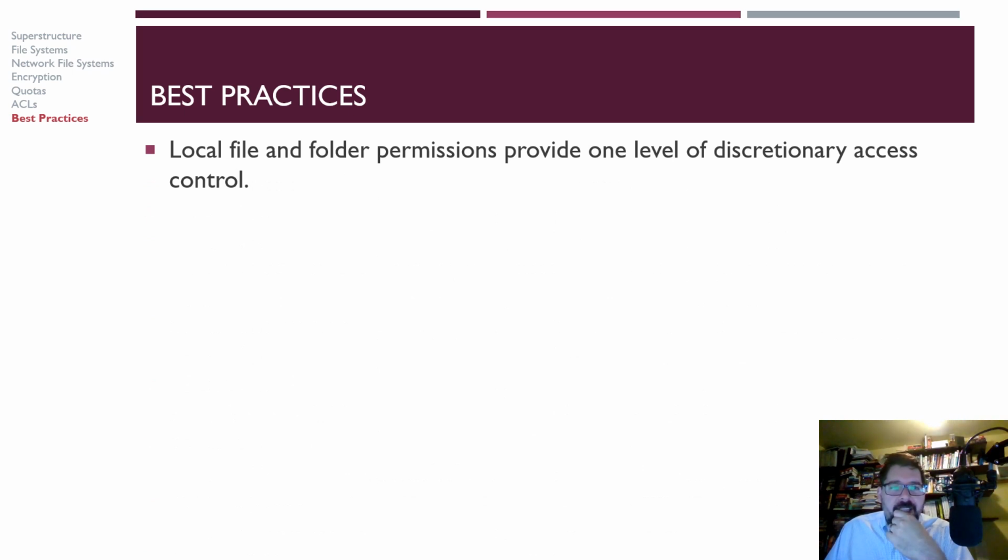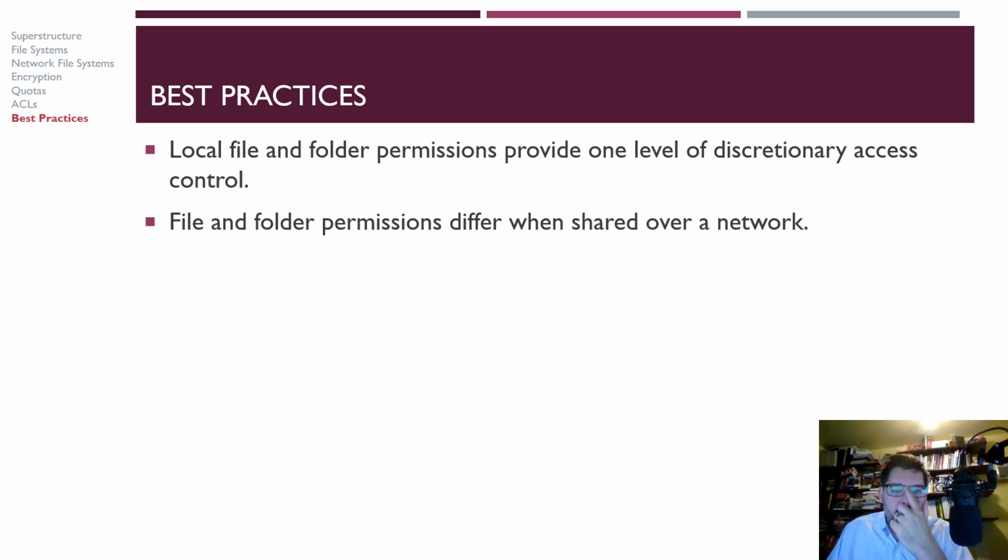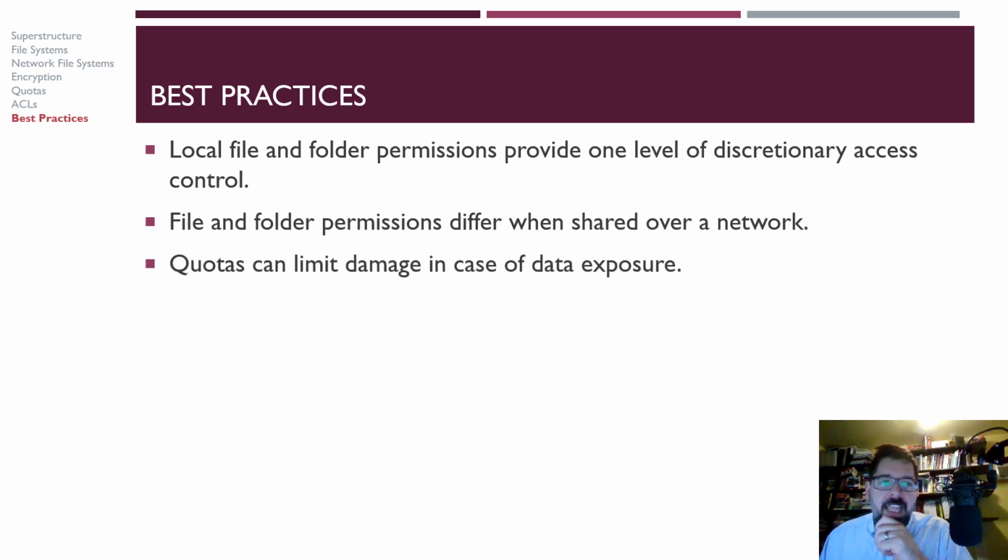So some other best practices: the local file and folder permissions provide different levels of discretionary access control. File and folder permissions can be different when you share it over a network, so it's important to understand that just because you set the file permissions at the local level, if it's shared with something like NFS or Samba, those file permissions don't necessarily follow over the network, right? So it's really important to understand that. But we can use things like ACLs in conjunction with NFS to make sure that works.